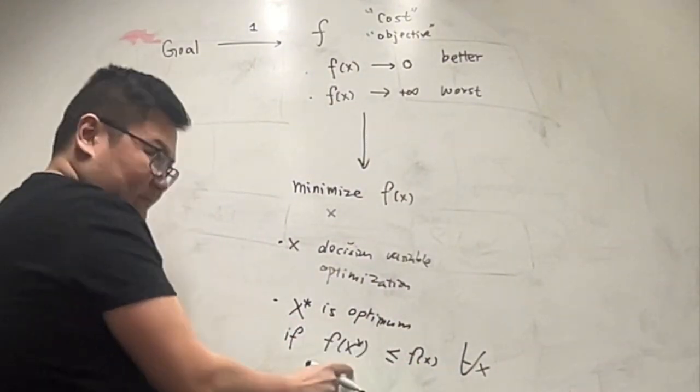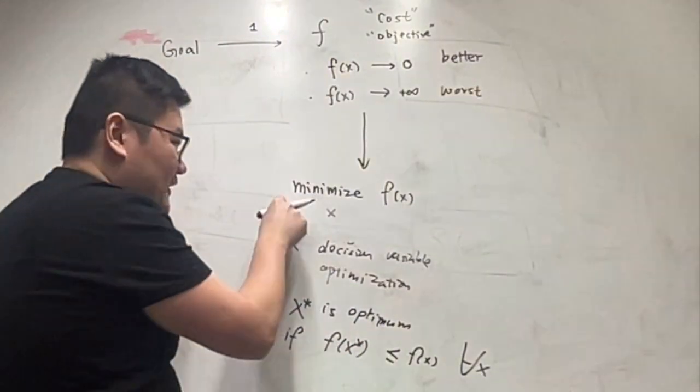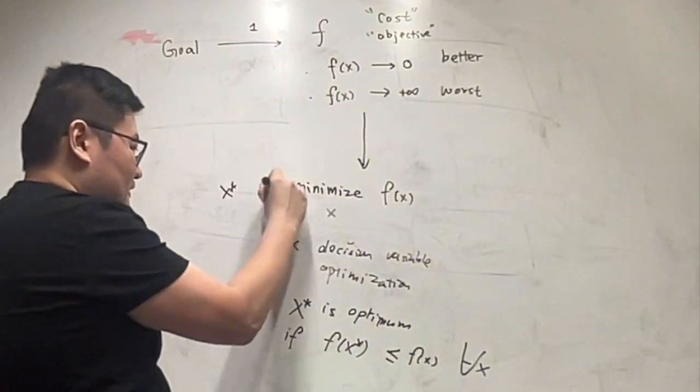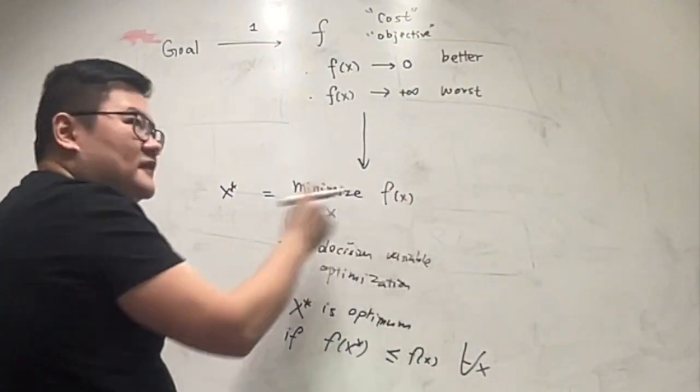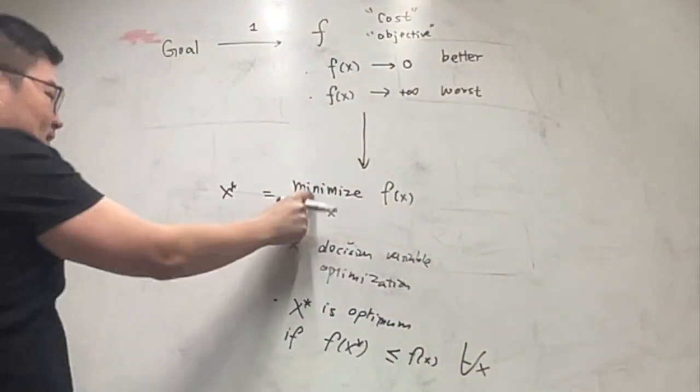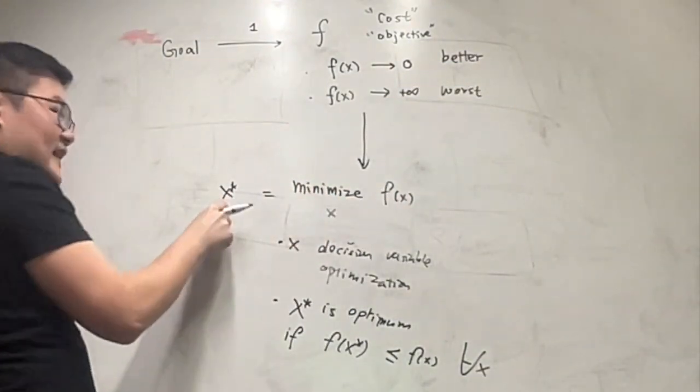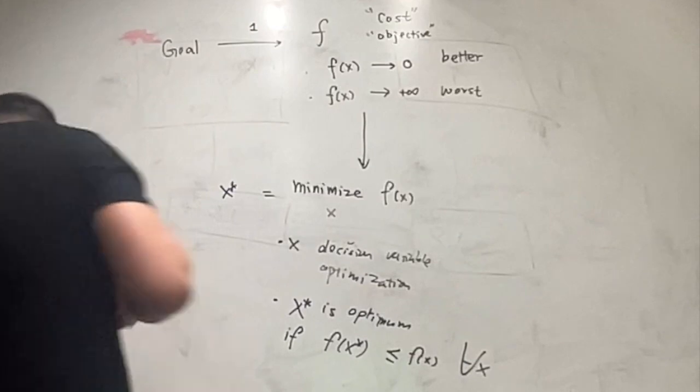So we actually want to find this. This is the goal: you want to find the x star that is equal to the minimizer of this thing. That's the idea. Technically, this is wrong because this is a function value and this is an x, so it's not the same thing, but now we don't care. So any question?